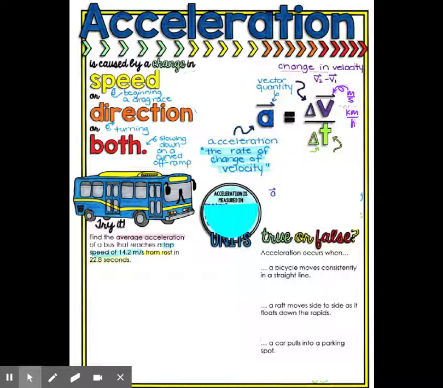Velocity is typically in meters per second, could also be in kilometers per hour. Those are the units for velocity. On the bottom here, we have change in time, and that is usually measured in seconds or in hours.